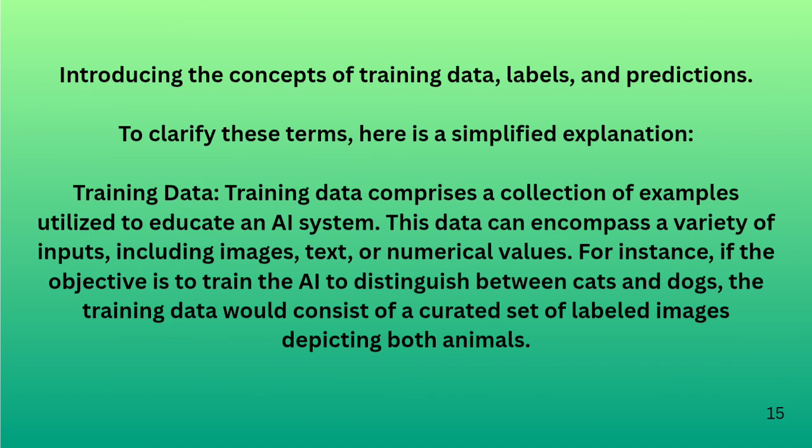Introducing the concepts of training data, labels, and predictions. To clarify these terms, here is a simplified explanation. 1. Training data. Training data comprises a collection of examples utilized to educate an AI system. This data can encompass a variety of inputs, including images, text, or numerical values. For instance, if the objective is to train the AI to distinguish between cats and dogs, the training data would consist of a curated set of labeled images depicting both animals.